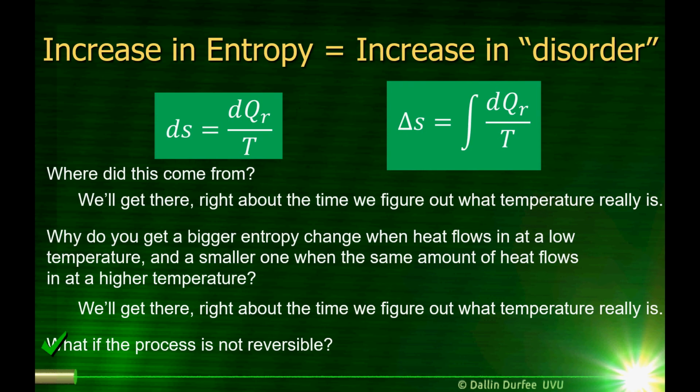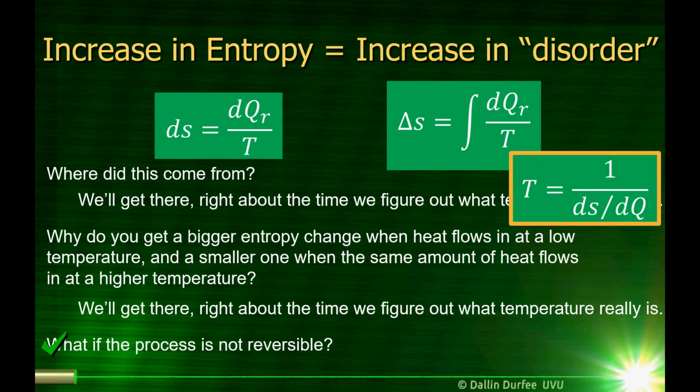Now, remember in lecture 1, we had 3 questions. I gave you these equations and we said, where does this equation come from? Why do you get a bigger entropy change when heat flows in at low temperature and a smaller one when the same amount of heat flows in at a higher temperature? Both of those questions I said we couldn't answer at the time. The third question, what if the process is not reversible? We said we'll just come up with a reversible way to do it, and we answered that question. Well, now we can answer question number 1. We know where the equation came from. It came from our definition of entropy and our definition of temperature. So we define temperature in terms of entropy change and rearrange things, and we get that equation. So we've answered that question. What about question number 2? Let's answer that one right now.